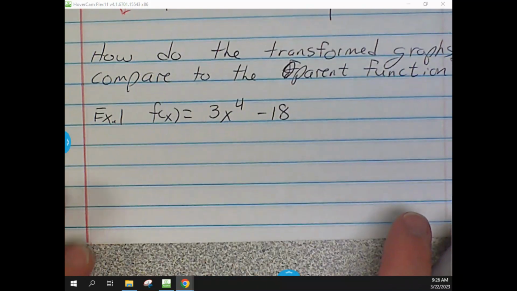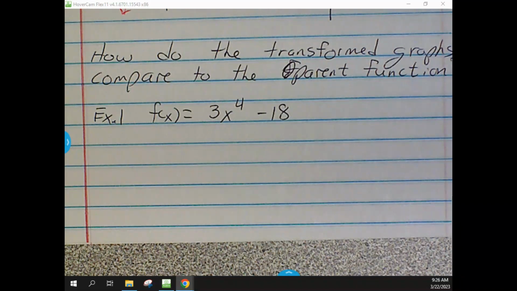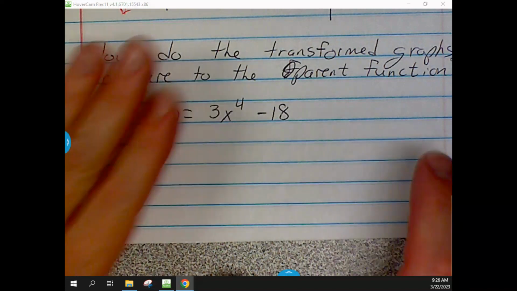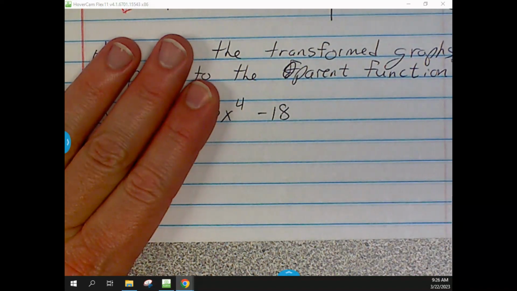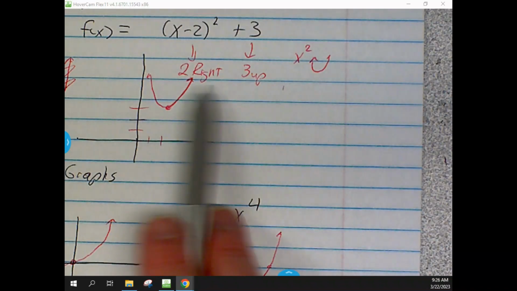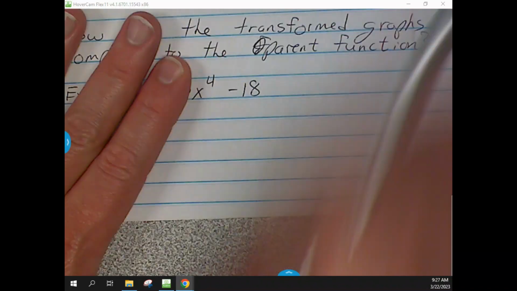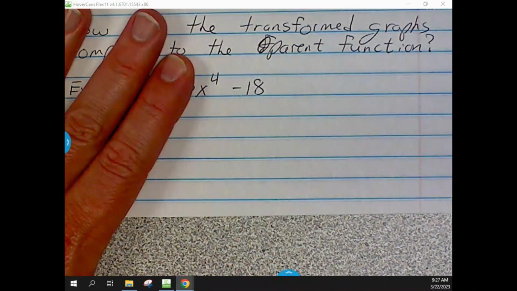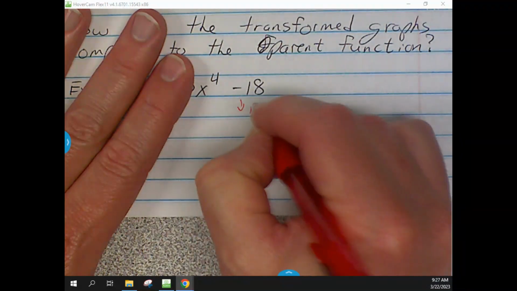All right, so for number one, we're going to do 3x to the fourth and then minus 18. Okay, and remember when we're doing our up, down, left, right, horizontal movements and vertical movements, that's everything back behind it. This one doesn't have parentheses, so there's no right or left movement for this problem. The negative 18 in this case would be just that we're going to move it 18 spaces down.